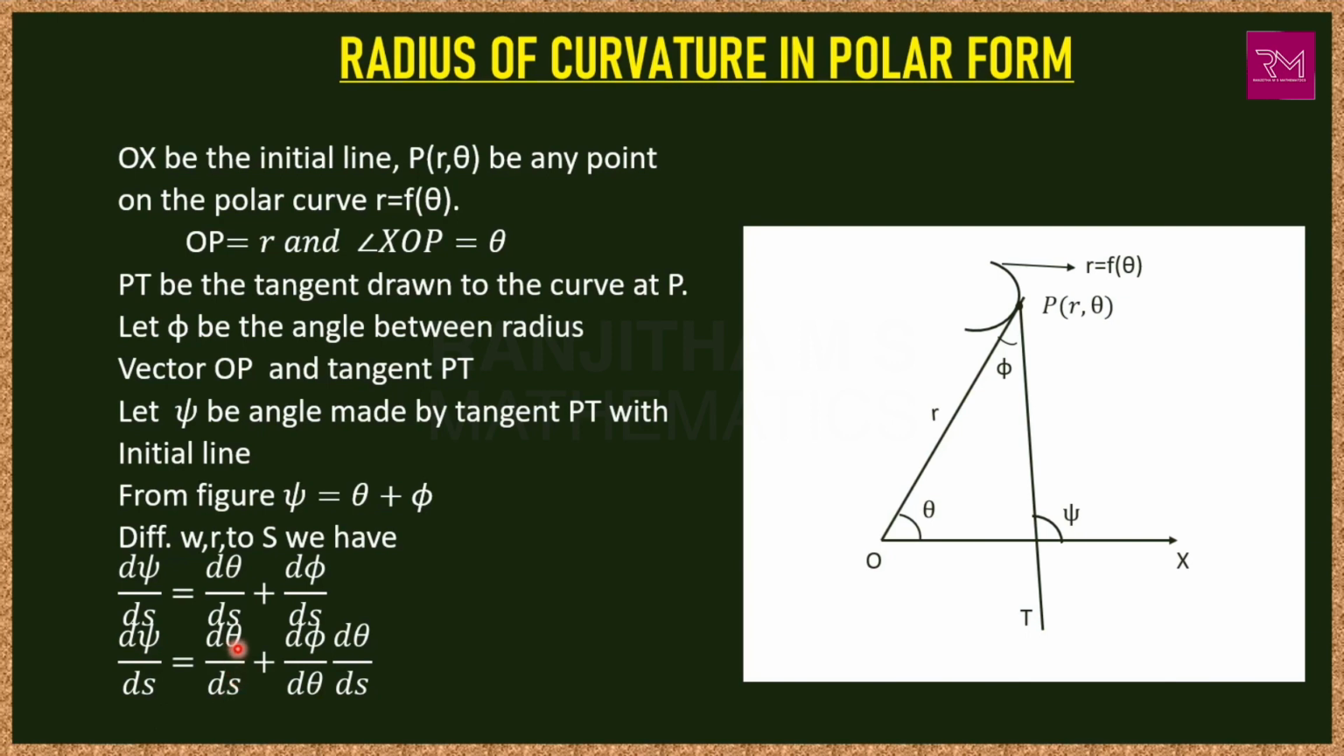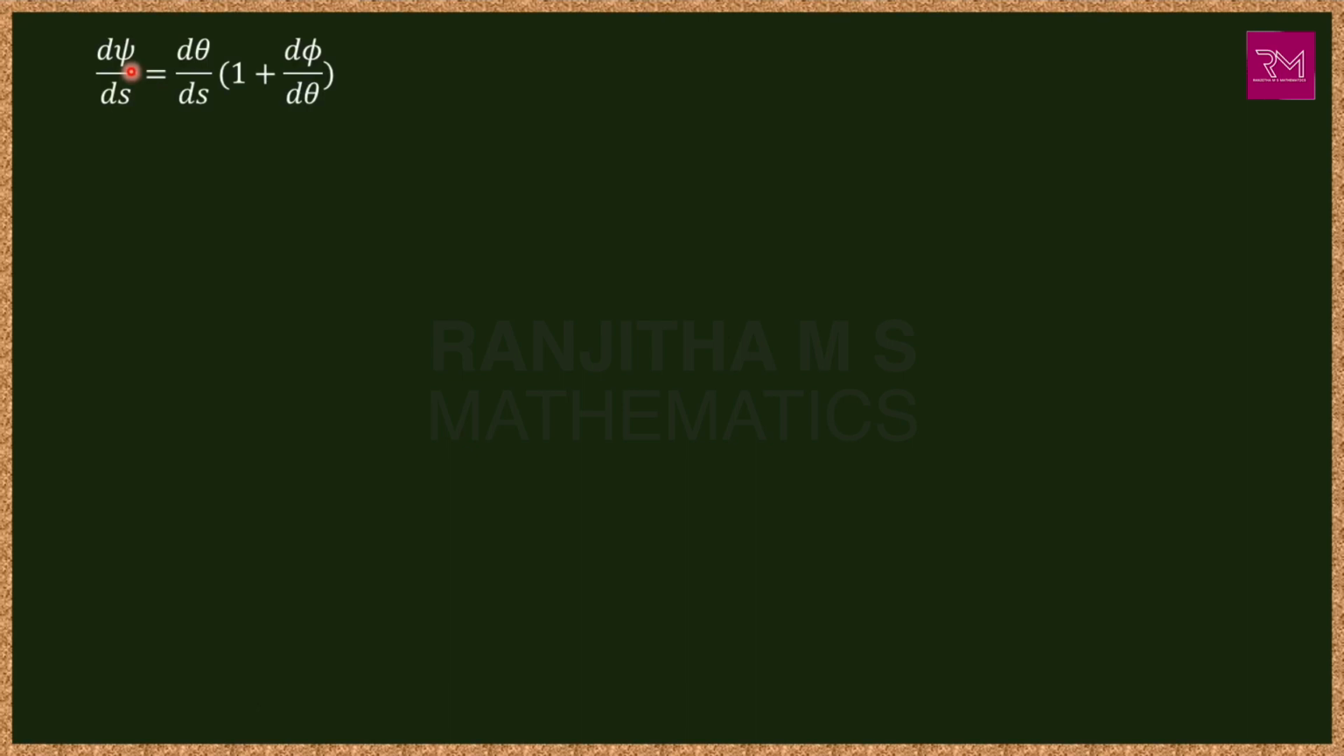In the next step, we can take d theta by ds common. We get d psi by ds as d theta by ds into (1 plus d phi by d theta). We all know that d psi by ds can be written as 1 by rho. This is the definition of curvature: the rate of change of psi with respect to change in s.